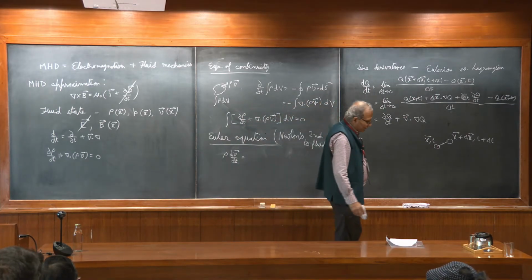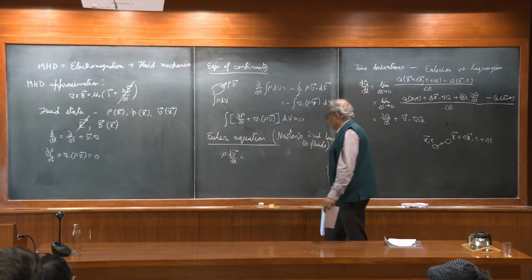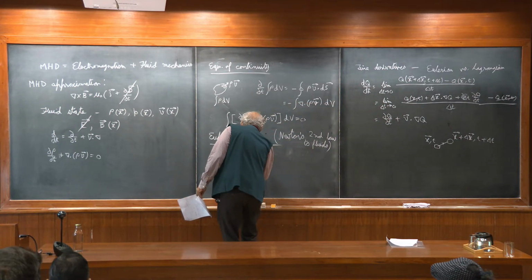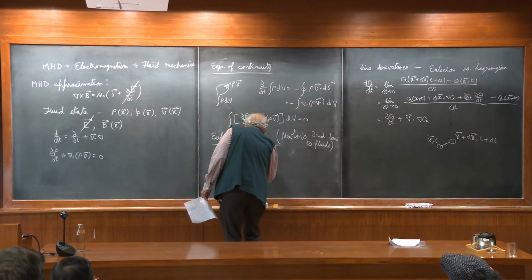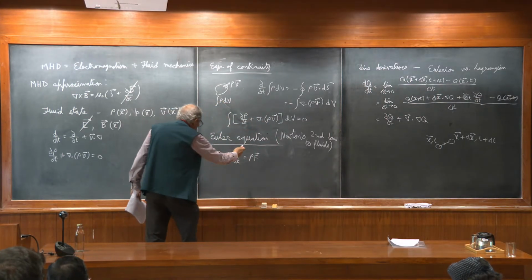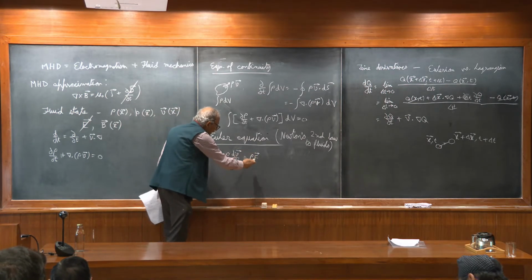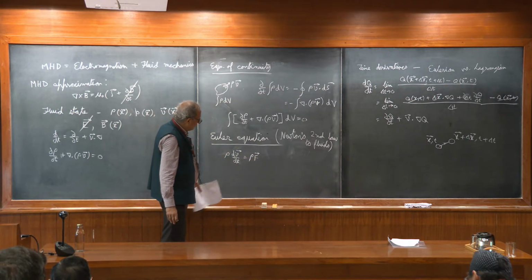So what are the forces? You may have some force like gravitational force, which can also be written as rho f. So f is the force per unit mass, and multiplying f by rho, you get force per unit volume.